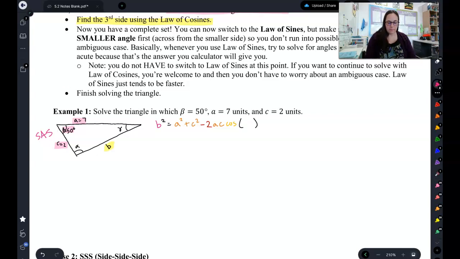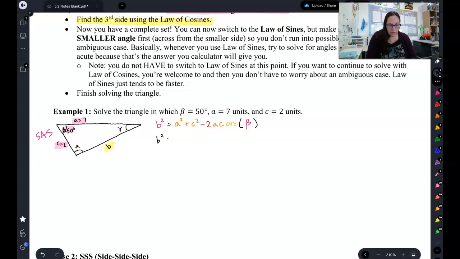So I'll just write angle beta in there. So that's how we use that pattern. You use what you're solving for first, and then just use the pattern to finish it. So let's plug in what we know.